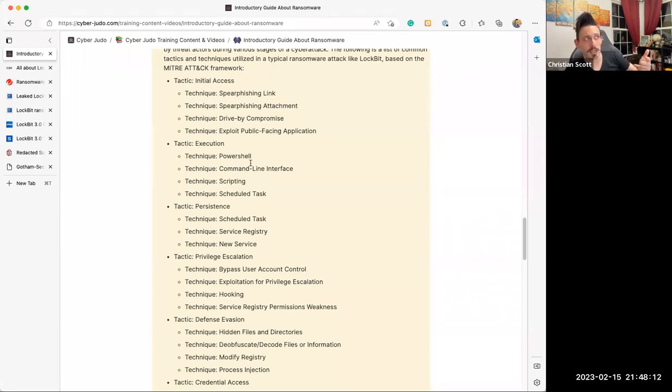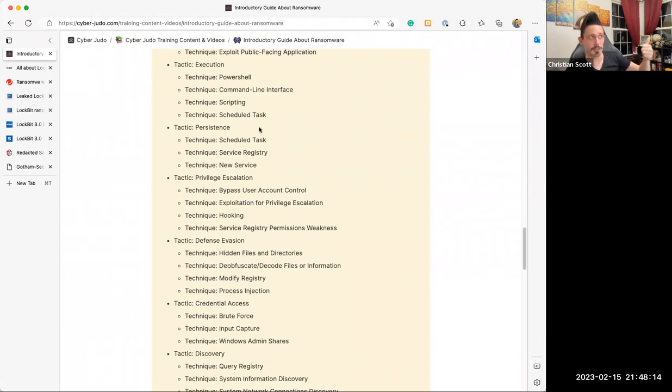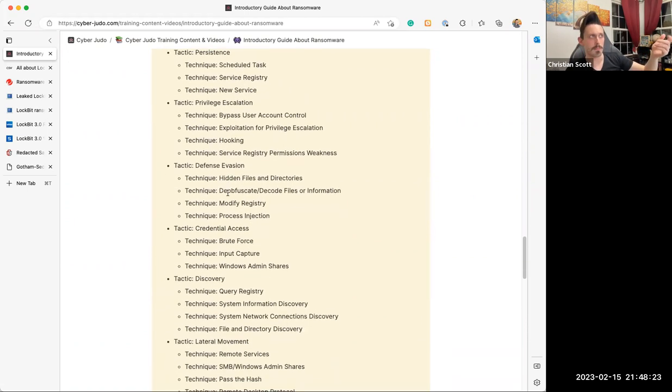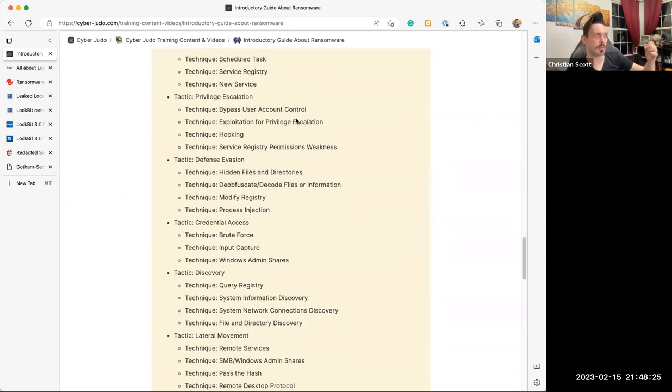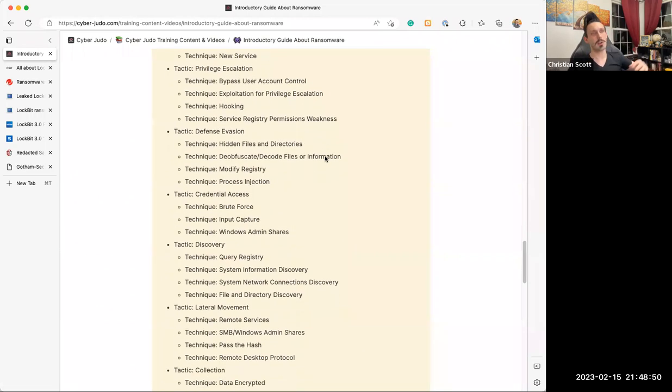Execution across PowerShell, CLI, scripting, scheduled tasks, persistence through scheduled tasks, registry manipulation, and creating new services, privilege escalation by bypassing user access controls, exploiting privilege escalation, hooking into services, and then service registry permission weaknesses, which is services like having unquoted service paths, services that are running as an administrator, but those services actually have a binary that allows anybody to change the binary, like you can rewrite it, so then you can have the binary do something malicious that's for you. So you just got to rewrite it, that kind of stuff.